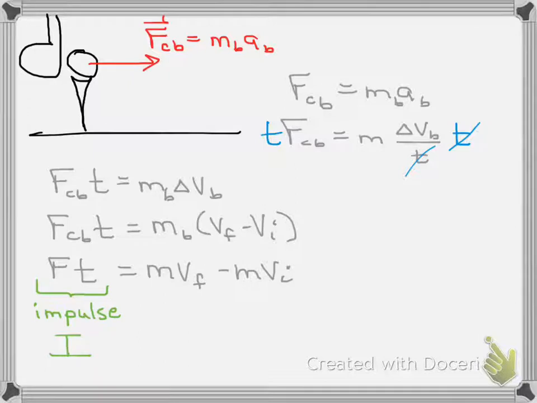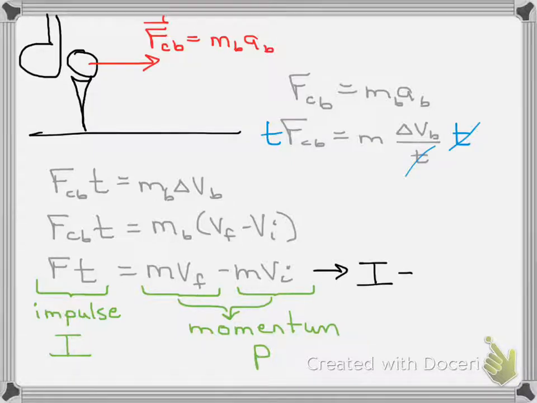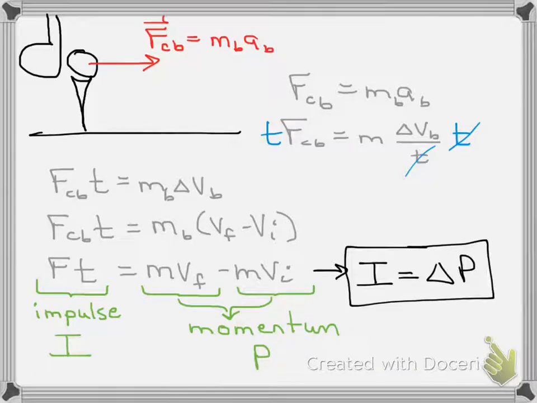Well, we call the force that acts on an object multiplied by the length of time that the force acts impulse. And we call mass times velocity a quantity called momentum. So impulse equals change in momentum.